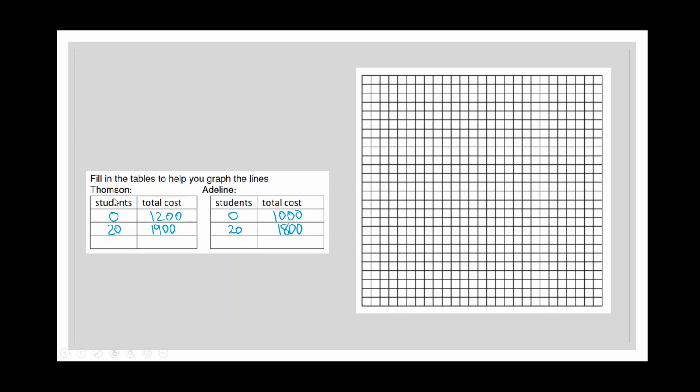Since our x was number of students, we're going to place students on the x-axis, and we have 0 and 20. I used 1 student is equal to 1 square for this particular example. And make sure you label your x-axis, your y-axis, and give it a title. Please remember that cost depends on students. So on the y, you have to place the dependent variable. On the x, you place the independent variable.